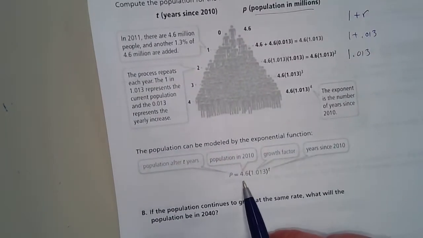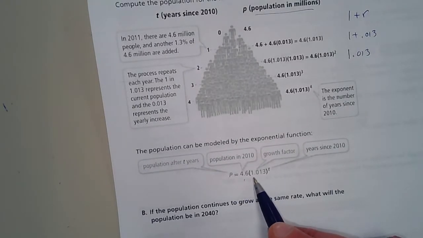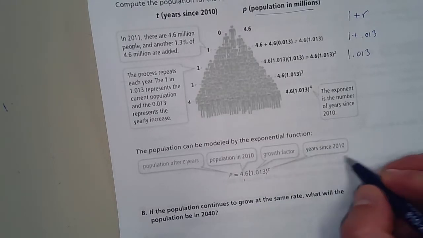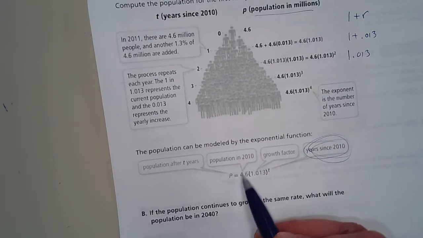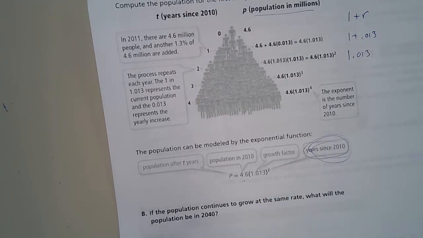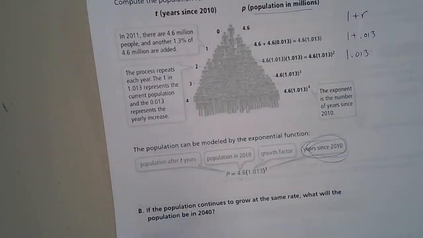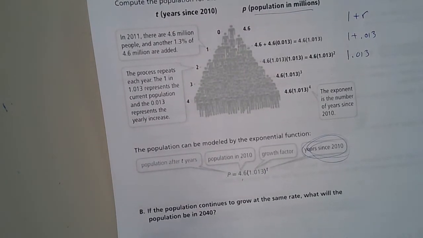Now, they have the equation set up right here. They said population is equal to 4.6, which is your start value, times the 1.013, which is your growth factor. And the t is years since 2010. Because they said this started in 2010, if they ask you the population in 2015 or 2020, you have to say, oh, that's 5 or that's 10 years later, and that's the value you're going to use, because it's your number of time periods that have passed. So we've got an equation that looks good.